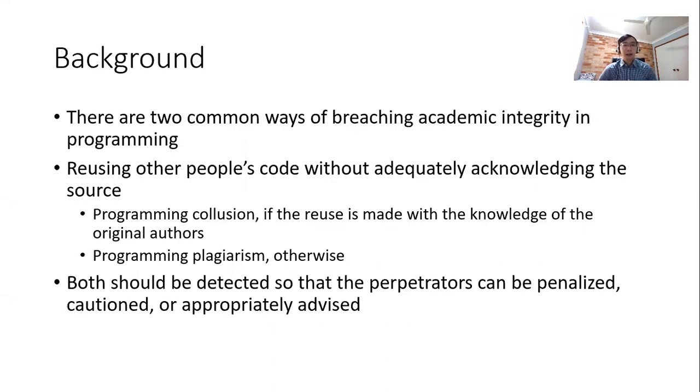First, the background. There are two common ways of breaching academic integrity in programming, and both are about reusing other people's code without adequately acknowledging the source. It is called programming collusion if the reuse is made with the knowledge of the original authors. Otherwise, it is called programming plagiarism. Both should be detected so that the perpetrators can be penalized, cautioned, or appropriately advised.